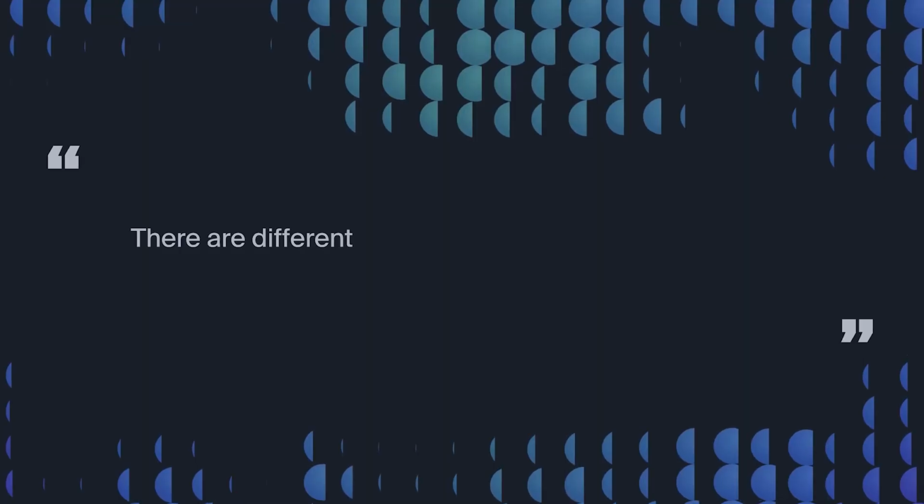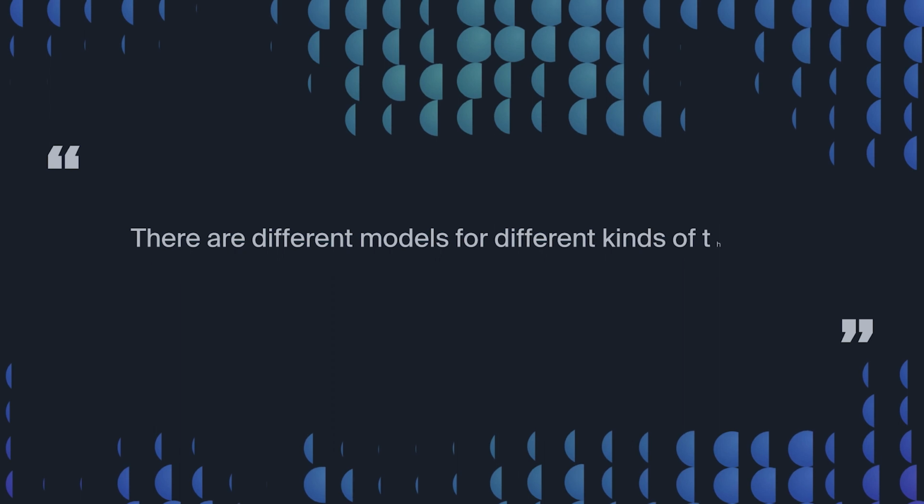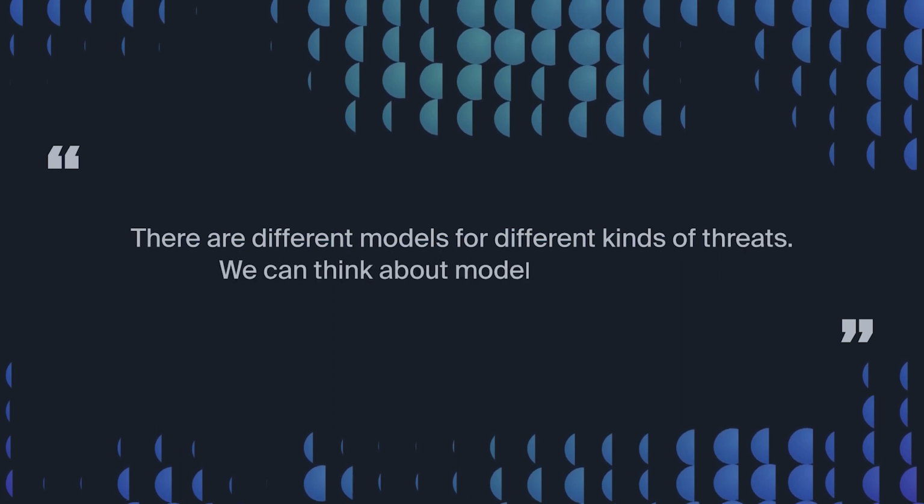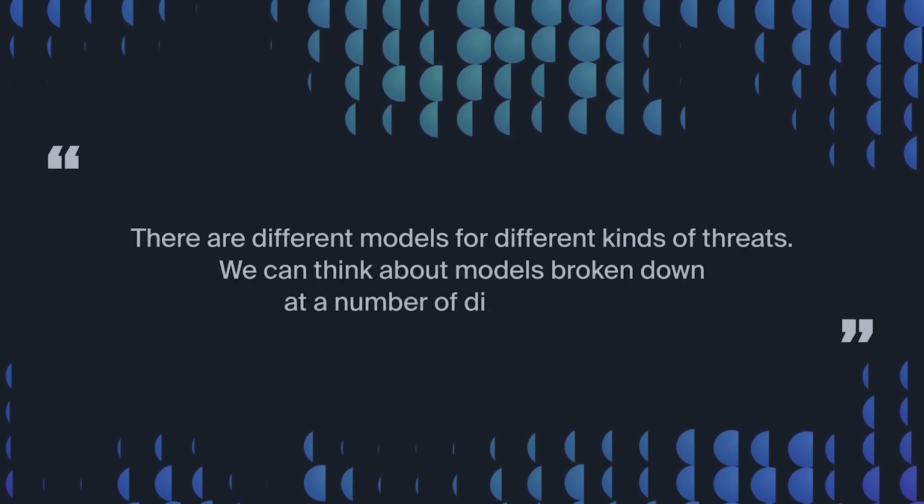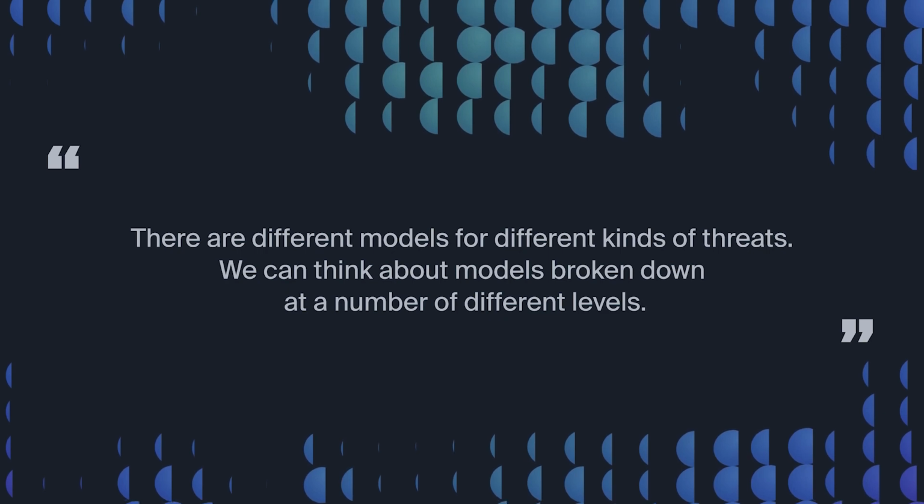So there's models for different kinds of threats, certainly, and we could think about models broken down at a number of different levels. There's of course models that are broken down at the level of what's going on with accounts and sign-ins and what's going on with emails and messages, and then different kinds of messages as well. But even within the realm of messages, models break down in many different ways. We have general centralized models that try to solve problems like, is this an attack or is this safe at a very, very high level?